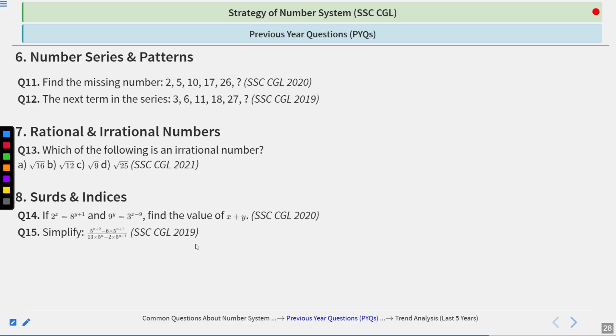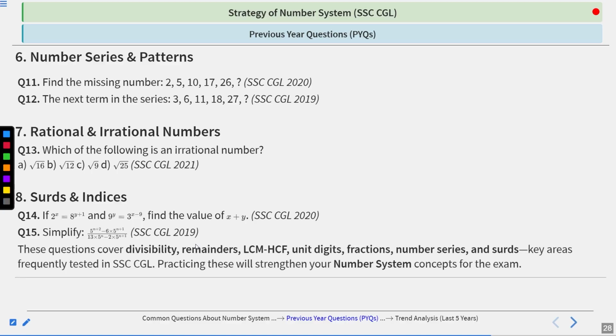Next question is simplify (5 to the power (n plus 2) minus 6 into 5 to the power (n plus 1)) upon (13 into 5 to the power n minus 2 into 5 to the power (n plus 1)). And this question was also asked in the SSC CGL exam in 2019. So these questions cover divisibility, remainder, HCF, LCM, unit digit, fraction, number series and surds, key areas frequently tested in the SSC CGL exam. Practicing these will strengthen your number system concepts for the exam.